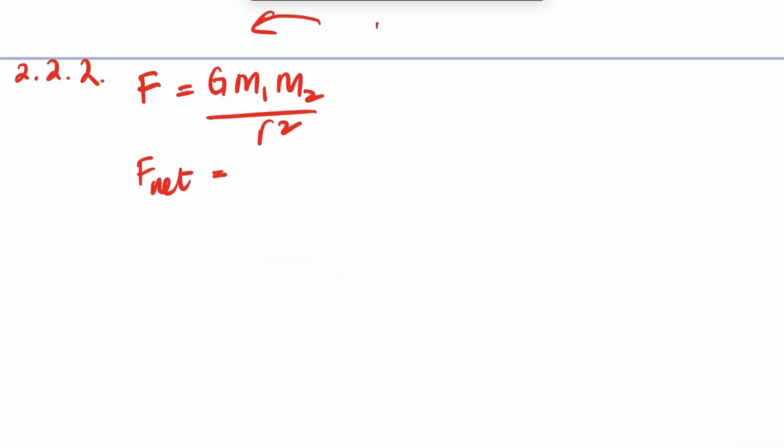The Fnet is the force of planet B on the spaceship, which is negative because it's going from right to left, plus the force of planet A on the spaceship, which is positive. We are told the Fnet is 0. So what is going to happen here?